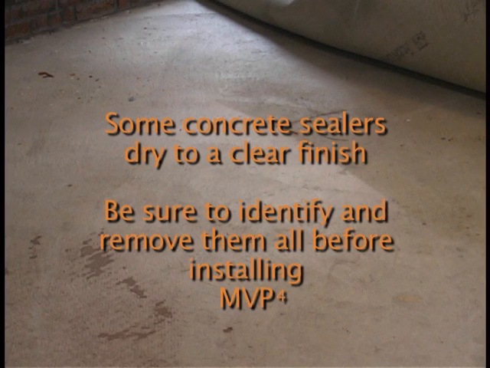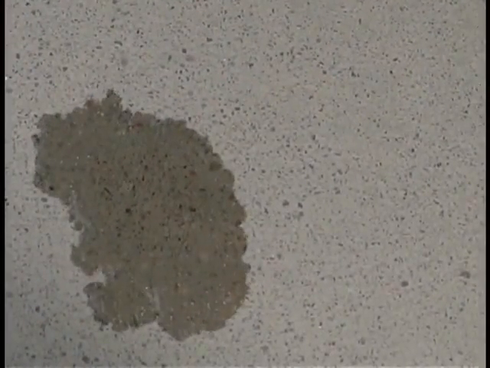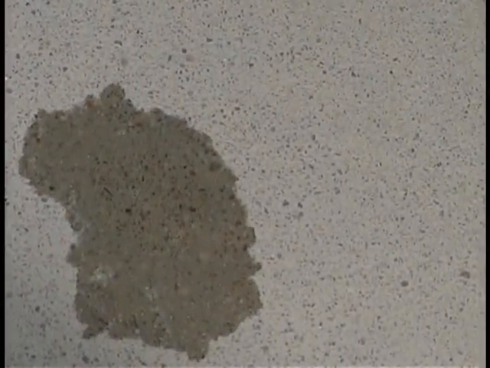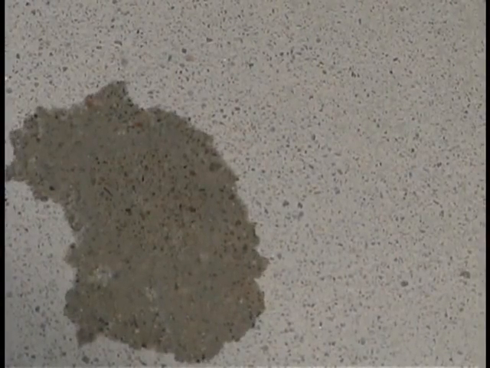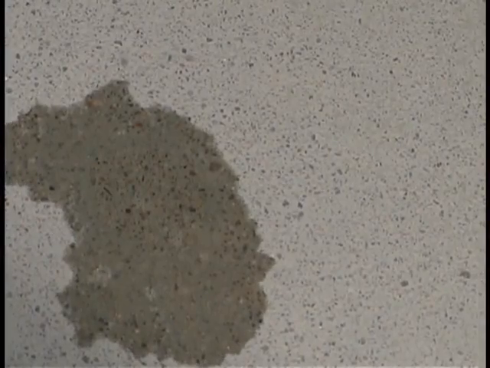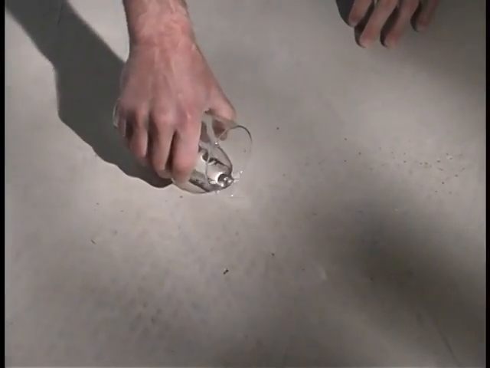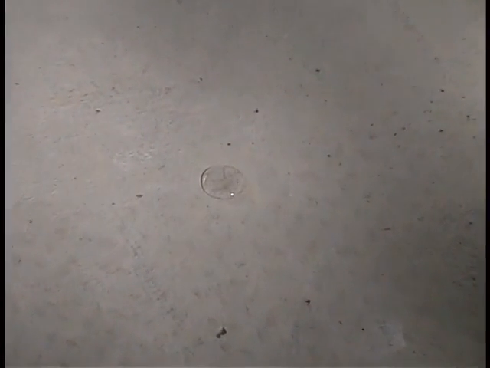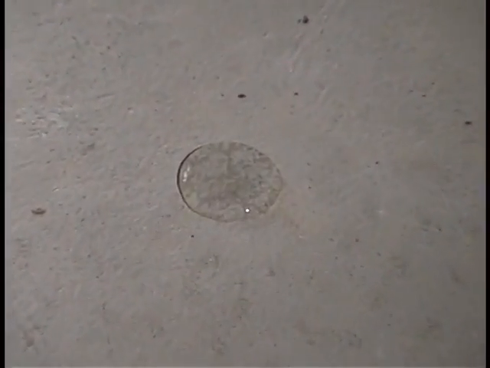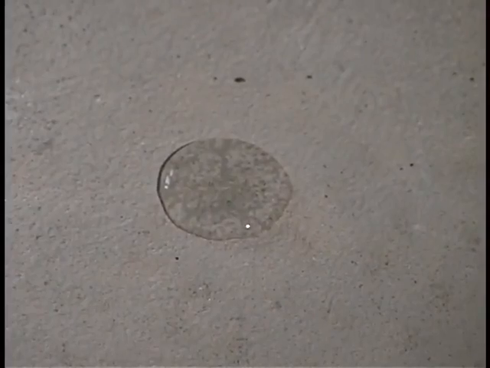It's your responsibility to identify and remove all bond breakers, including sealers and curing compounds, prior to the installation of MVP4. Here's one simple method used to test for concrete sealers. Pour a few droplets of water onto the surface throughout the job site. If the water is absorbed into the surface, you'll know that it's free from any sealers. However, if the water beads up and doesn't soak into the concrete, chances are that the surface has been sealed, and you'll have to remove that sealer before you can install MVP4's protective layer.